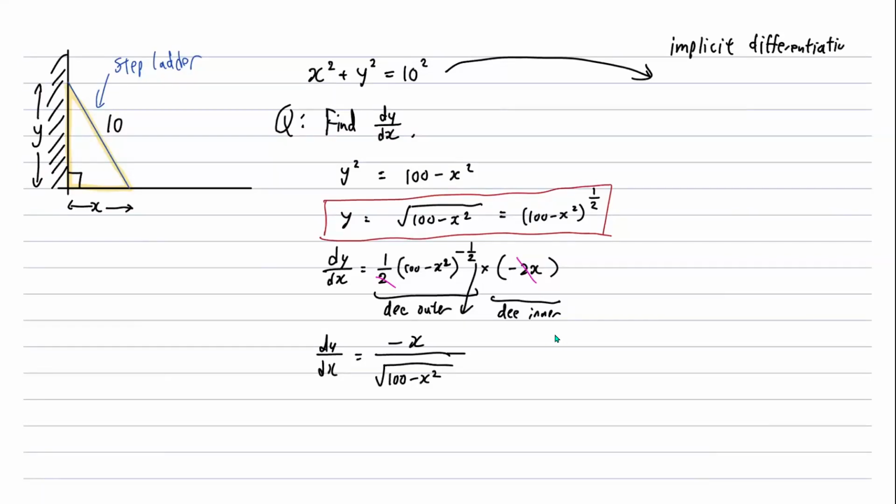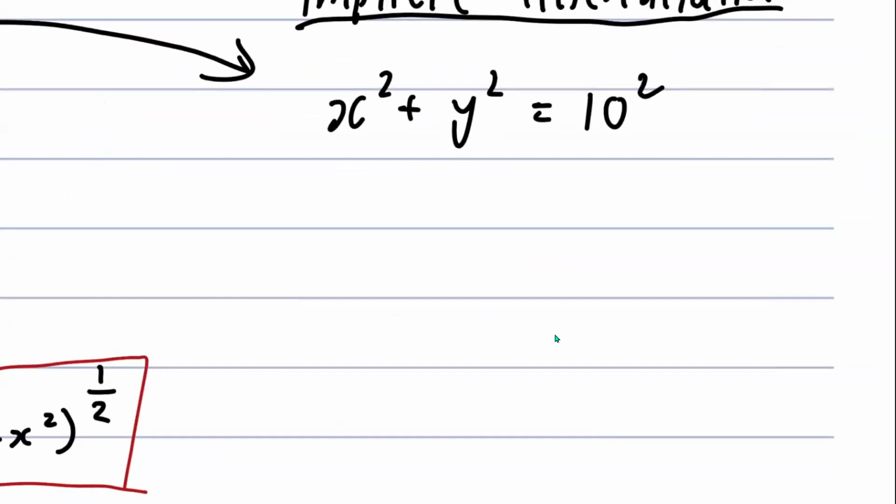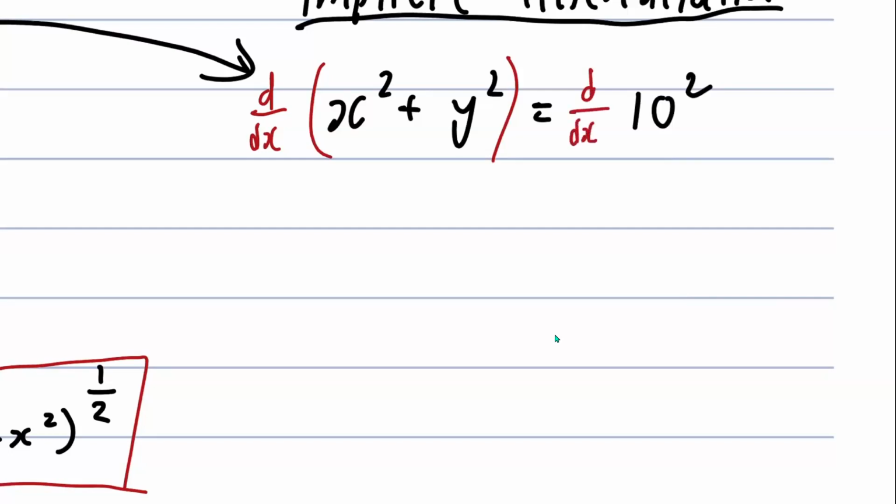So with implicit differentiation, you can solve this more quickly. So x squared plus y squared equals 10 squared. Right? You can actually do the following. Differentiate with respect to x on the left side, differentiate with respect to x on the right side. Now, this is 10 squared, a constant. Differentiate a constant, you just always get a 0, right?